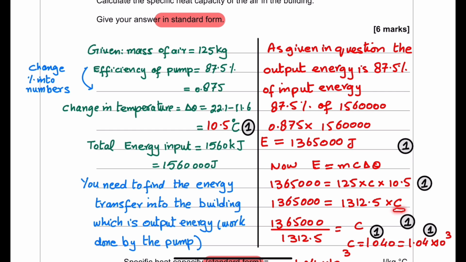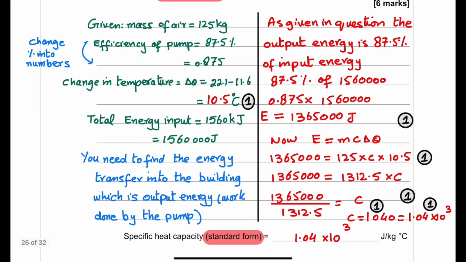To make C the subject, this value will go on the other side and divide our energy. The answer is 1040. The demand of the question is that the answer must be in standard form. Standard form means in the power of 10. So the decimal will move 3 digits to the left, and we have 1.04 × 10 raised to the power 3 joules per kilogram Celsius. The answer is 1.04 × 10 raised to the power 3 joules per kilogram Celsius.